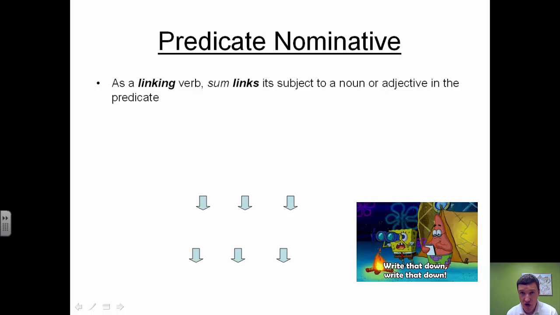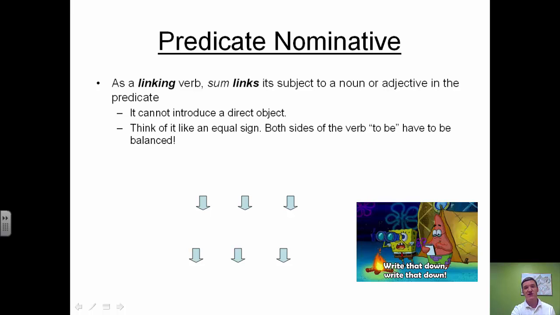As a linking verb, sum links, see what I did there? Sum links its subject to a noun or adjective in the predicate. Okay, so you have I am a teacher. I'm linking up I and teacher. Linking, link. It can't introduce a direct object, as we've already covered, right? So we want something to come after it, and what's going to come after it is the predicate nominative. I like to think of it as an equal sign, right? You got to have something on each side.